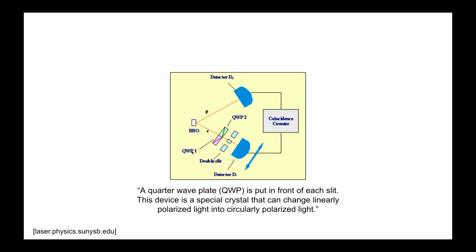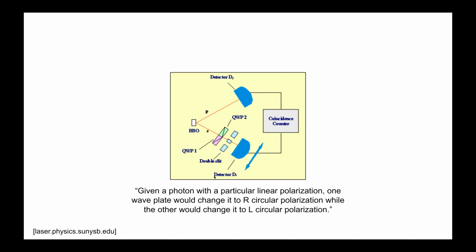So now what we do is add a quarter wave plate in front of each slit. This device is a special crystal that changes linearly polarized light into circularly polarized light. And given a photon with a particular linear polarization, one wave plate, for example the red one, would change it to right circular polarization, while the other one, for example the green one, would change it to left circular polarization.